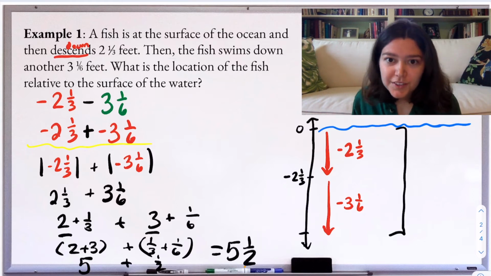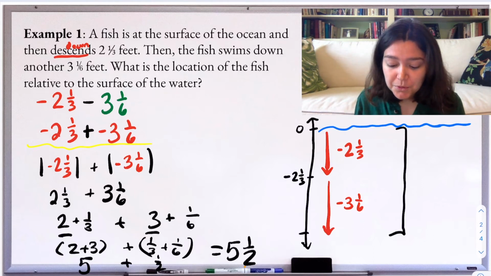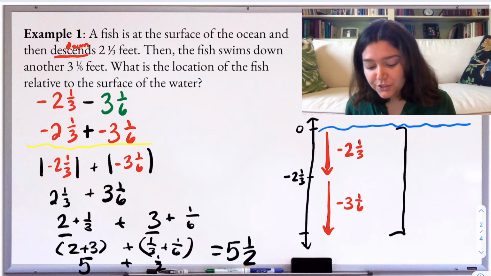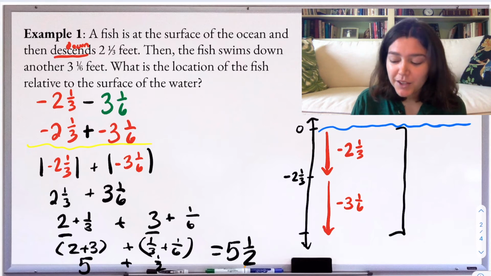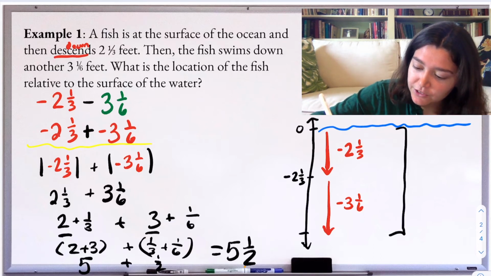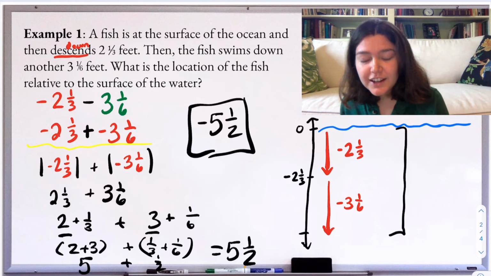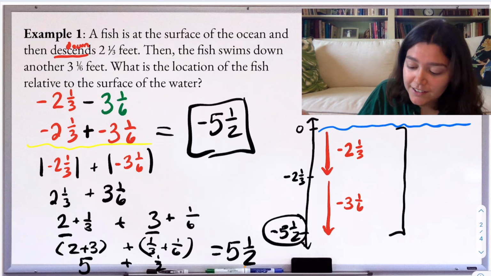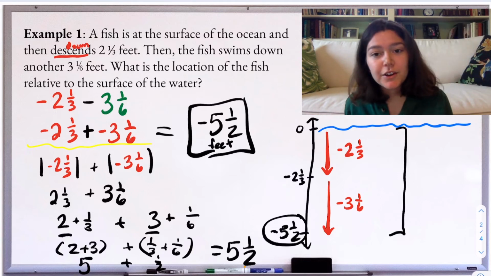Now we did so much work there, so it's really easy to be like, okay, my final answer is 5 1/2. But no, our question was not 2 1/3 plus 3 1/6. It was negative 2 1/3 plus negative 3 1/6. We had two negative numbers, we added their absolute values, and now we have to keep that negative sign. So my final answer is going to be negative 5 1/2. And you see I have a lot of work here, so that's why it's important to box it in so there's a clear answer. This is equal to negative 5 1/2. So the fish ended up 5 1/2 feet below sea level, below the surface of the ocean.